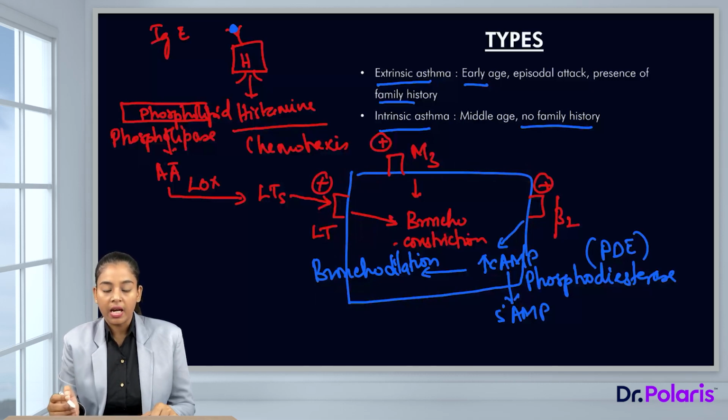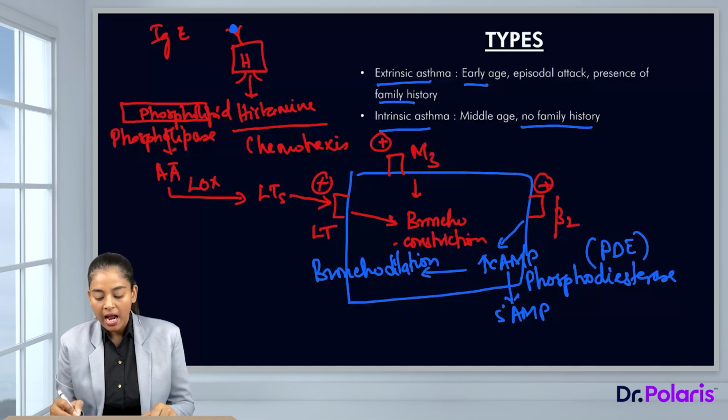Two other receptors which are involved are cholinergic receptor M3. When that gets stimulated, it's going to cause bronchoconstriction. And beta-2 receptor, it is actually the good one, because when it gets stimulated, it increases cyclic AMP, which causes bronchodilation. This cyclic AMP gets degraded into 5-AMP by phosphodiesterase enzyme. So this is the pathophysiology.